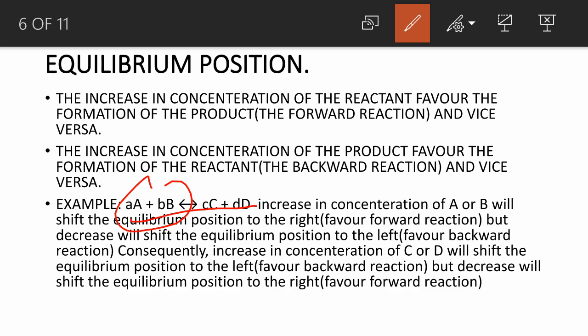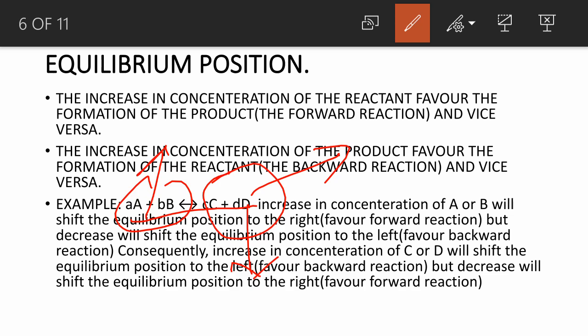So what are we saying? In other words, if I want to make this reaction favor the forward reaction, there are two things I can do. It is either I increase the concentration of the reactant or I decrease the concentration of the product. I take that again. If I want the equilibrium position to shift to the right, that means more of the product is formed. Then I will either decrease the concentration of the product or increase the concentration of the reactant.